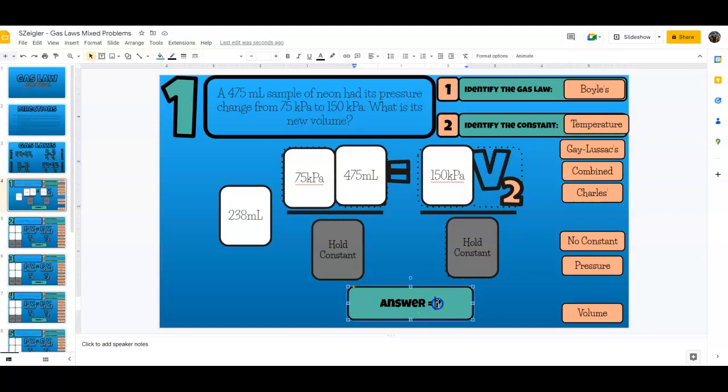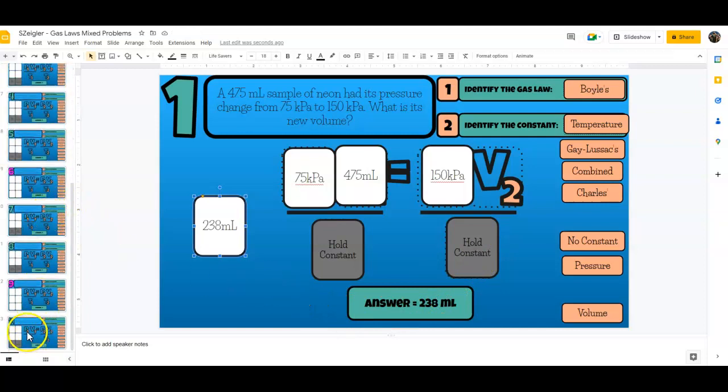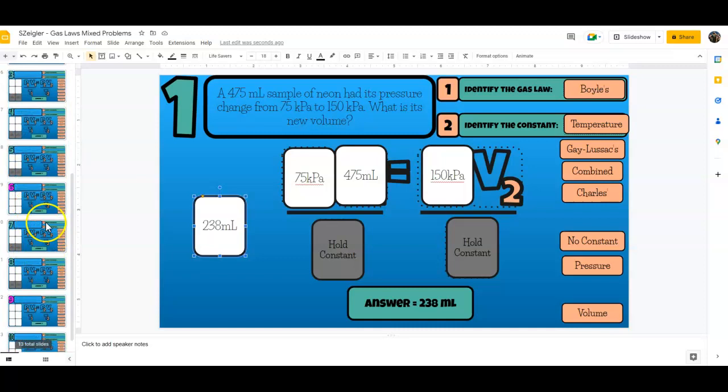Here is where you would put your answer, 238 mL. You could leave it over here or put it over here, but I like to have it off so that you show me that you do know that you're solving for V2 and that this is your answer. You will go through all the problems. I just did problem number 1. Again, you do not have to do 6 or 9 unless you want some extra credit points.